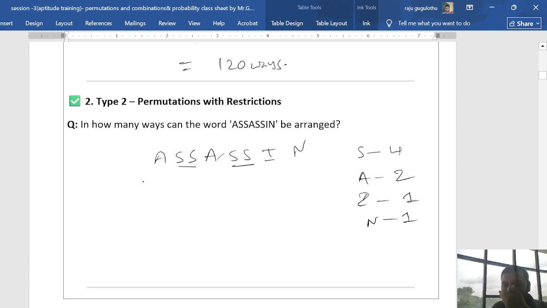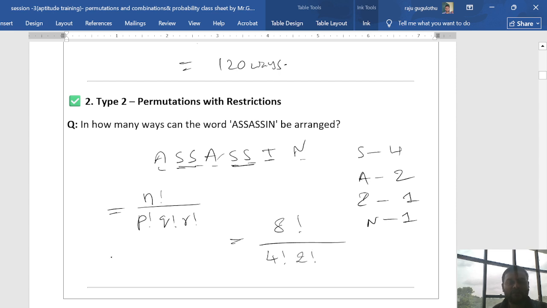But there are one, two, three, four, five, six, seven, 8 letters, guys. As per the previous explanation, out of n things, if p things are alike, then we will do n factorial by p factorial into q factorial into r factorial. So we will be following this rule. Totally there are 8 things, so 8 factorial by 4 factorial, as S is repeated 4 times, and 2 factorial, as A is repeated 2 times. So this many arrangements can be done for the word assassin.